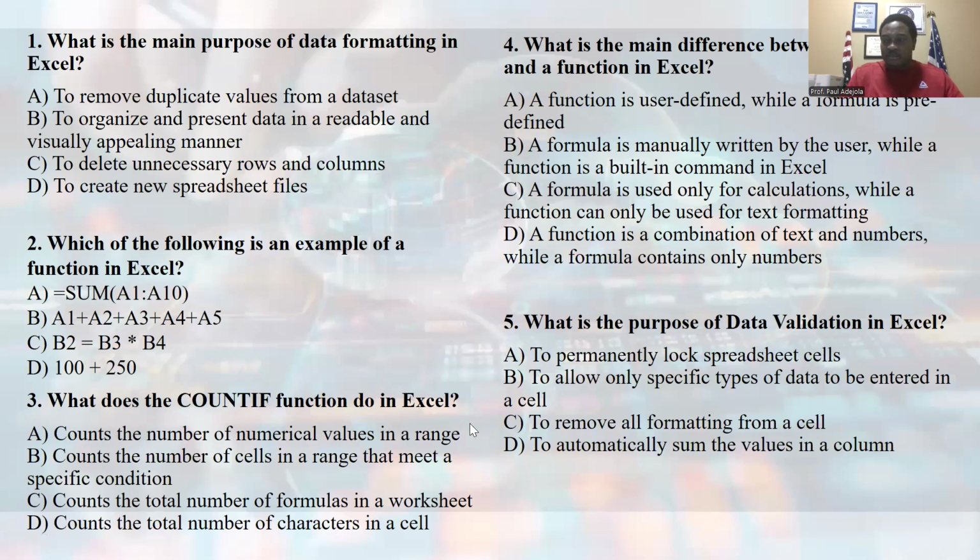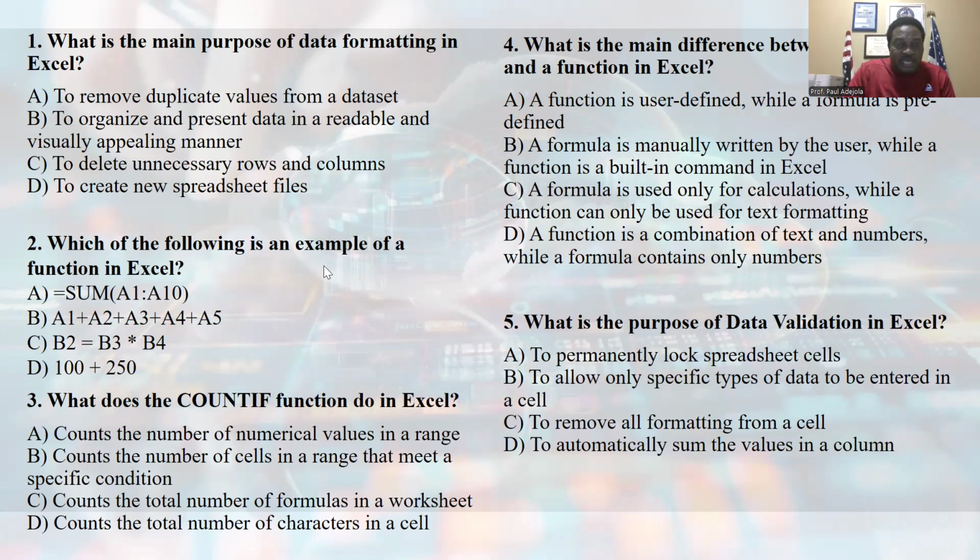Question 1. What is the main purpose of data formatting in Excel? The options: to remove duplicate values from a data set; to organize and present data in a readable and visually appealing manner; to delete unnecessary rows and columns; to create new spreadsheet files. What is your answer? The correct answer here is B, to organize and present data in a readable and visually appealing manner.